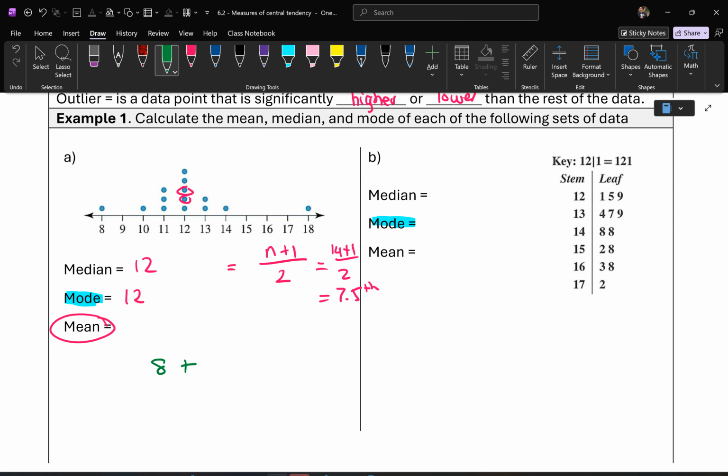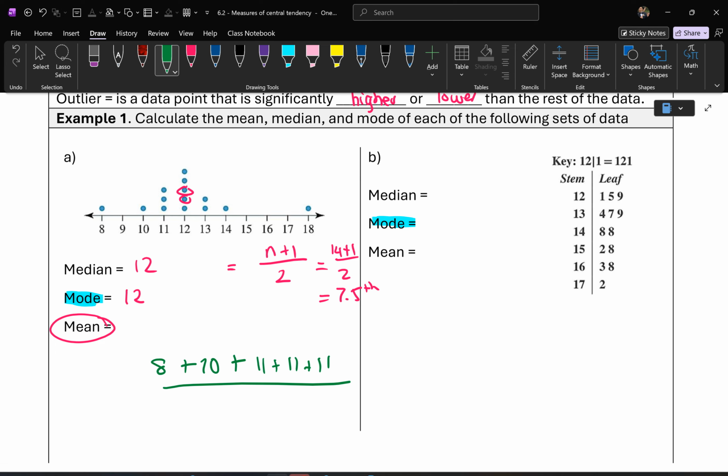So you got 8 as one data, plus, what's another number that you can see? Name me another one, Jasper. We've got 10. So how many 10s do I have? I've got 1. So that's plus 10. Plus, the next number, I've got 11. But how many 11s do I have? I've got 3 there. So it's plus 11, plus 11, plus 11. Can you see that? That's where the numbers are coming from. So when you look at these tells you how many numbers you have. You've got 1 8, 1 10, 3 11s, 5 12s, 2 13s, 1 14, and 1 18. You add all those numbers together and you divide by the number of numbers.